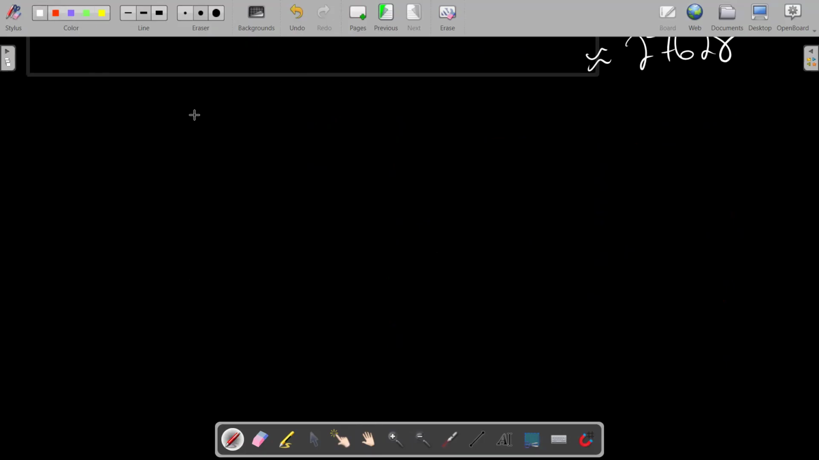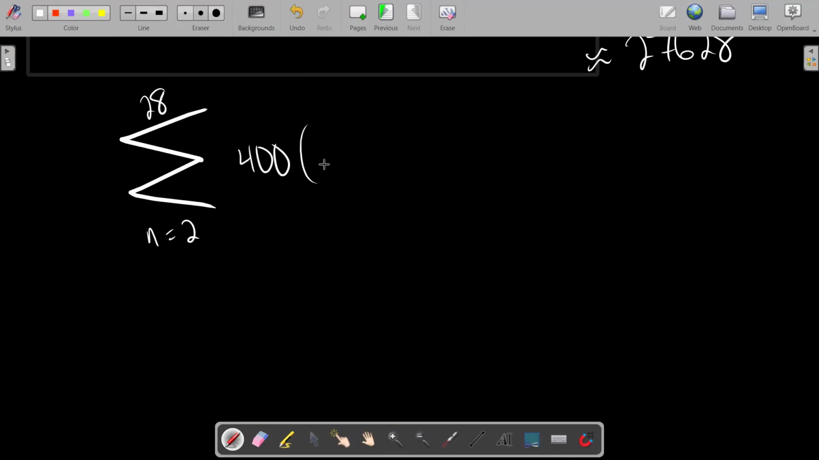Okay, so same thing. We're going to set it up. We're going to have our sigma notation. And we're going to start down here at n equals 2, and we're going to go up to 28. And our expression is going to be 400 times 0.91 to the power of n.